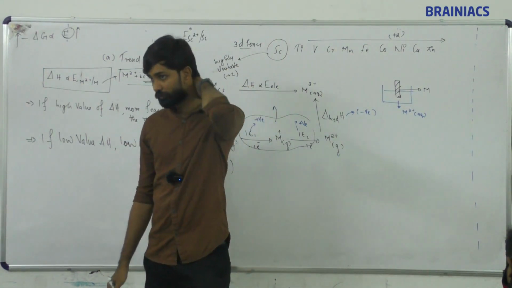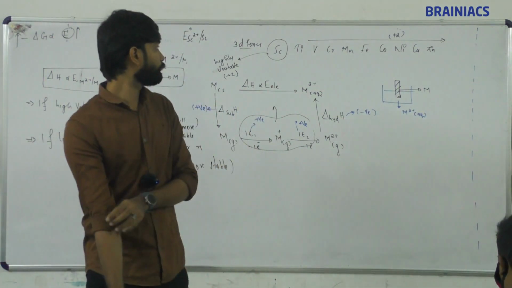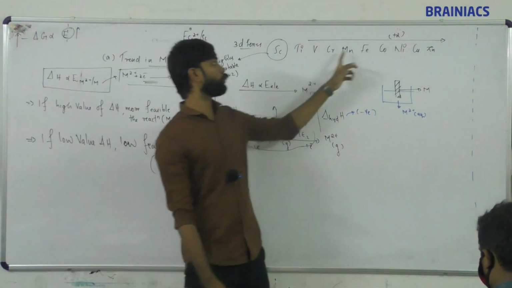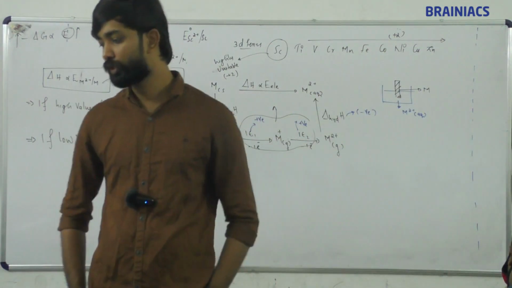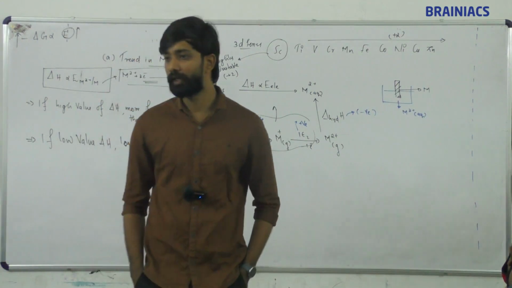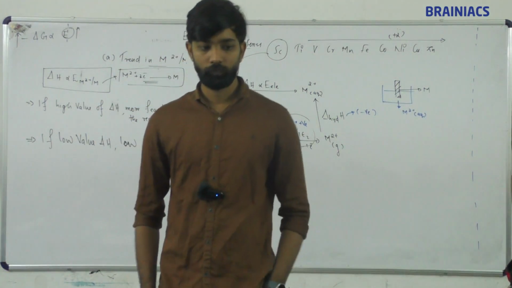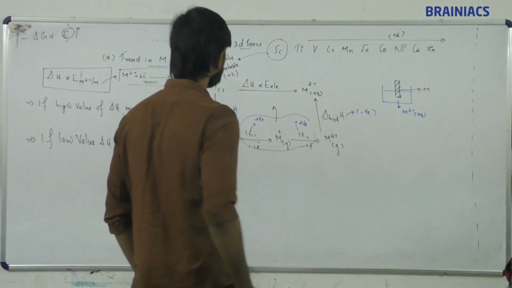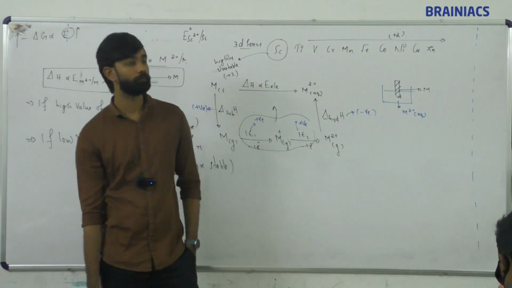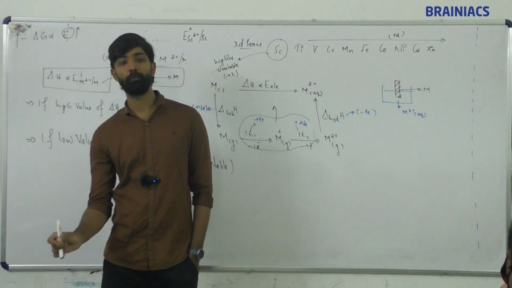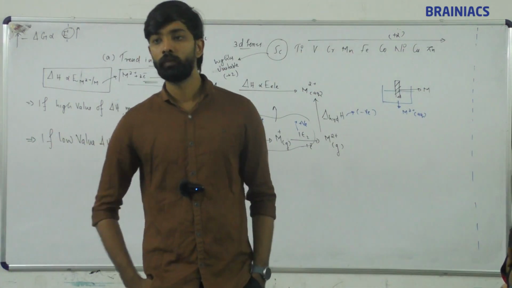In the 3D series, from Ti to Zn, E0 of M2+/M becomes more positive.